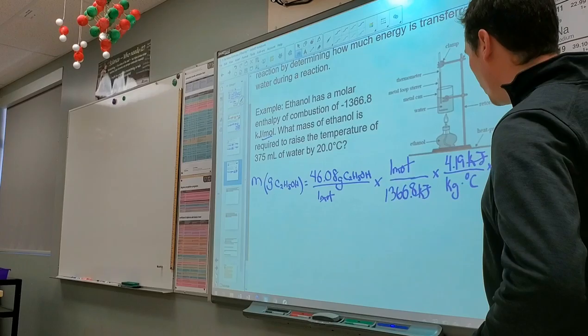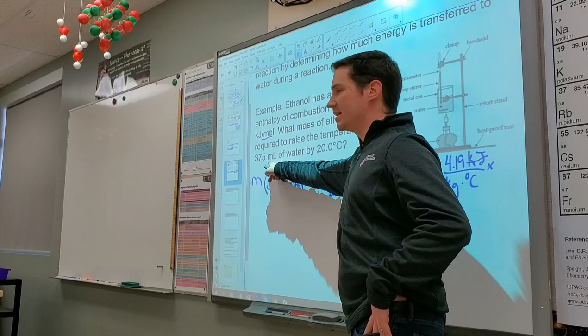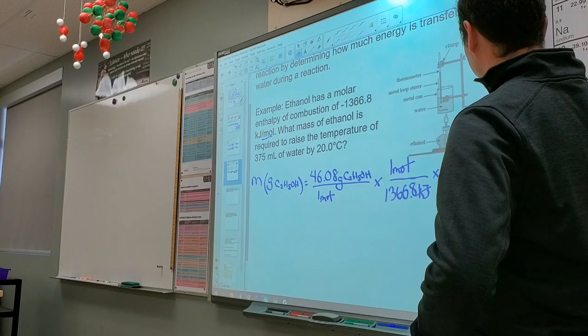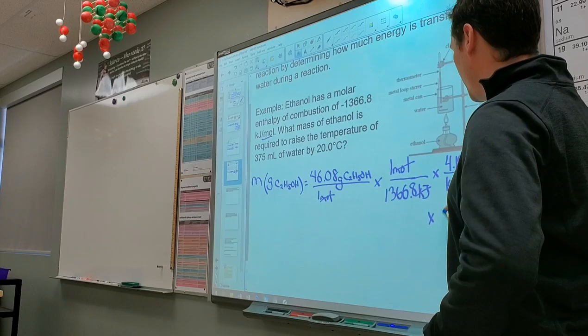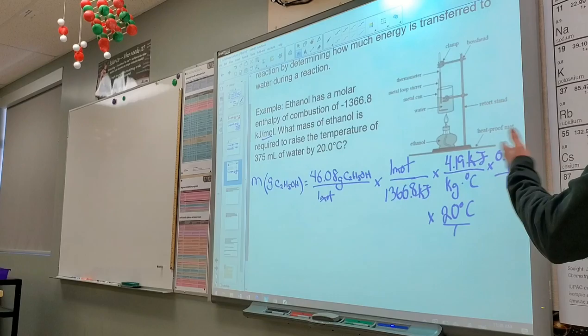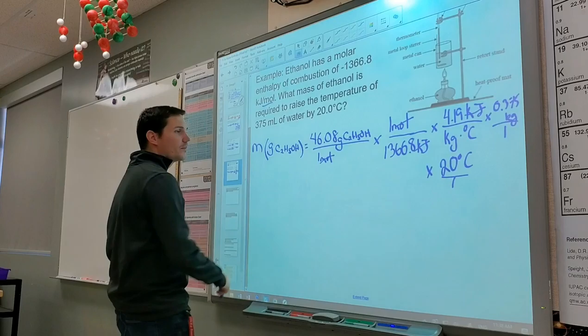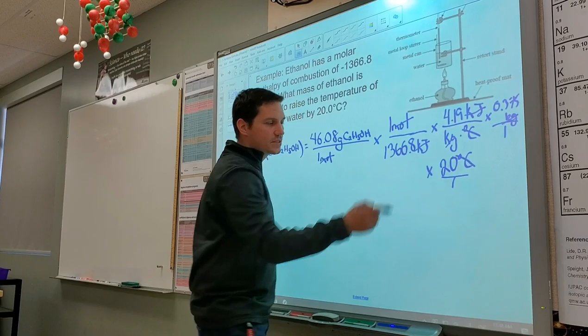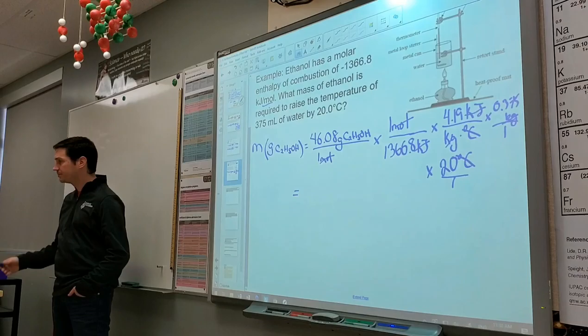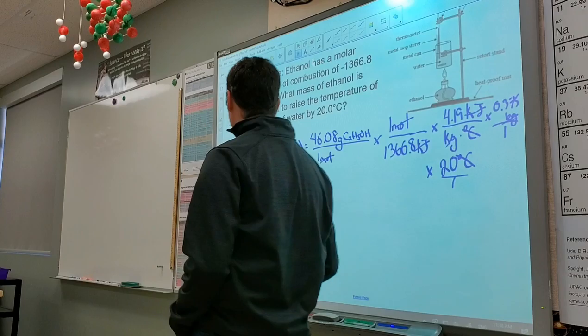Moles and moles cancel out. Kilojoules and kilojoules cancel out. What's the only two things I need? I need to multiply by the kilograms. How many kilograms of water is this? 0.375 kilograms. And then I also need to multiply by 20 degrees Celsius, right? I apologize, I couldn't fit it all in one line, but hopefully you understand what's going on. So our kilograms and kilograms cancel out, our degrees cancel out, and we should be left with a mass.